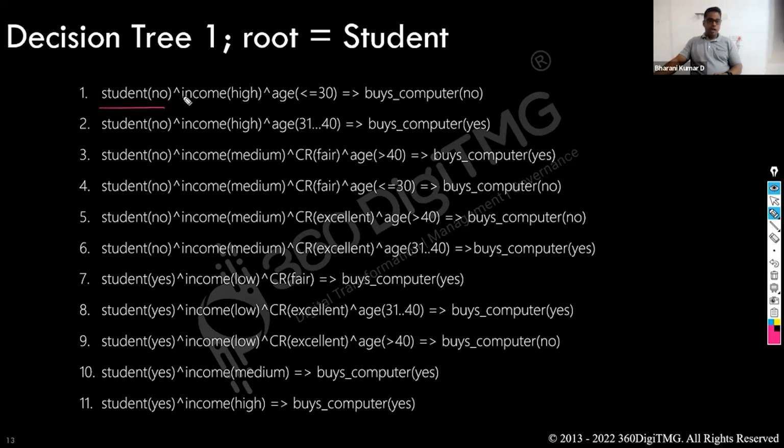Not a student and income is high and age is less than or equal to 30, person will not buy a computer. Not a student and income is high and age is in between 31 to 40, person will buy a computer. Yes. Here, no, here, yes. Okay, so in this way, classification rules are formed.